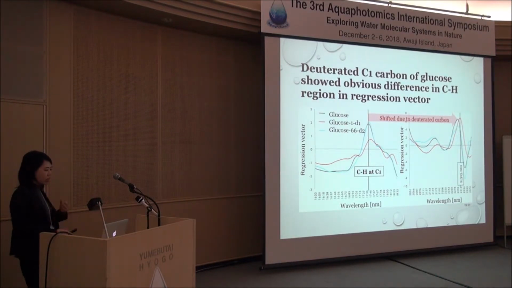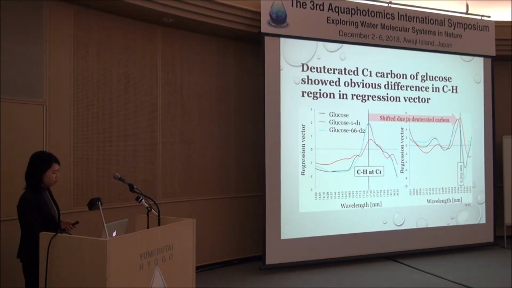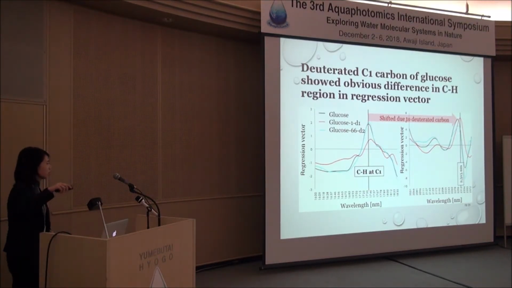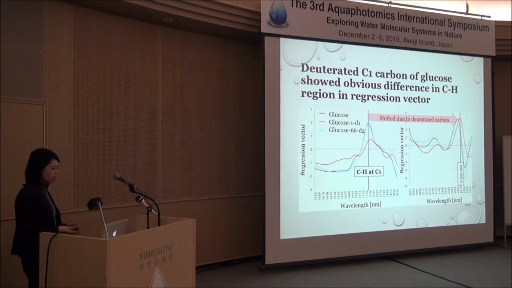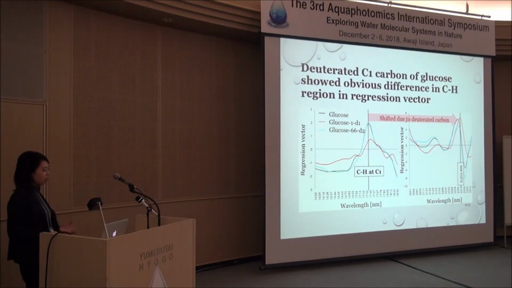We measured deuterated glucose solution and performed the PLS regression analysis. I show here the regression vector of the specific rotation in the CH region. Glucose 1-D1 spectra show a different pattern in the regression vector compared with glucose and glucose 6,6-D2. It suggests that absorbance at 1742 nanometer is mainly originated from the C1 carbon.